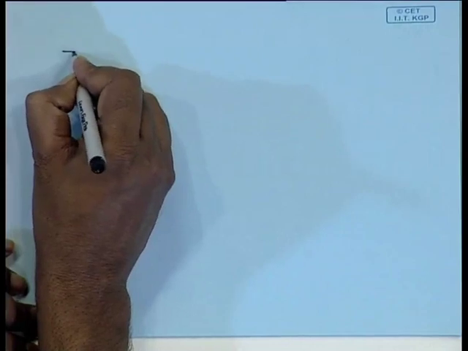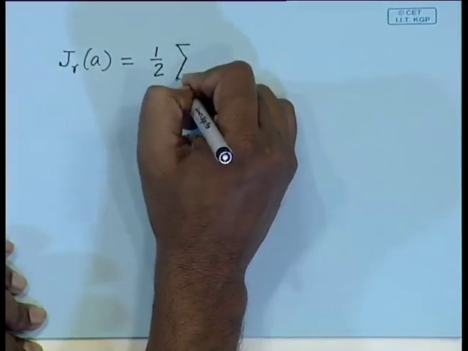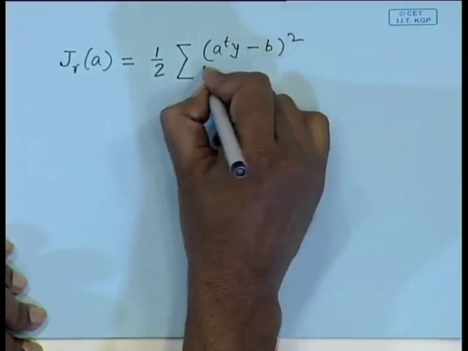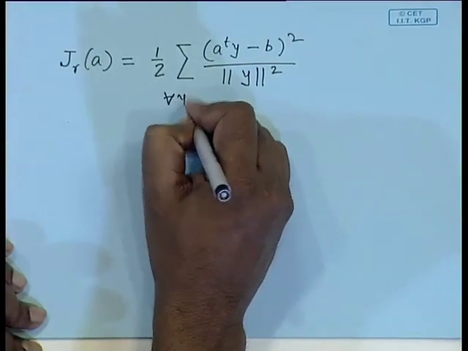But this perceptron criteria is not the only criteria that can be used for this linear classifier design. Then maybe there can be many other variations of this criteria function, and accordingly we can have different algorithms. One of the variations of the criteria function is defined like this: J R A is equal to half of A transpose y minus b square upon mod of y square, again for all y which are misclassified.